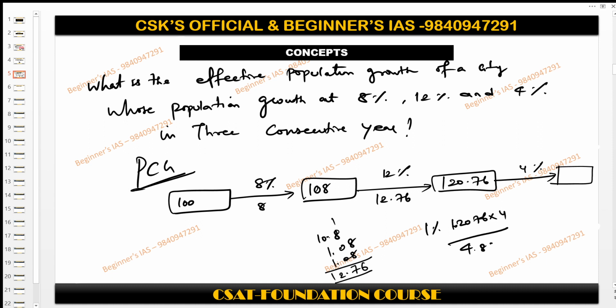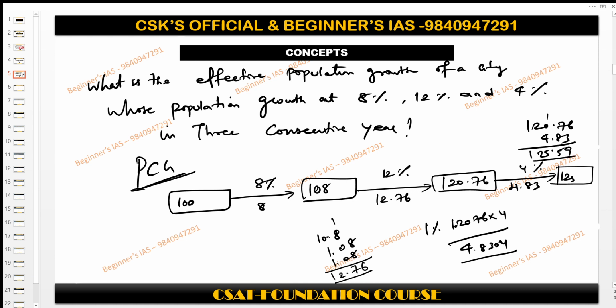4 point... Understood? This one. That's it. So add this one. 4.83. So simple. You can add. So 120.76 plus 4.83. So therefore 9 here, 5 here, 1 here. So therefore 5 here, 1 here.